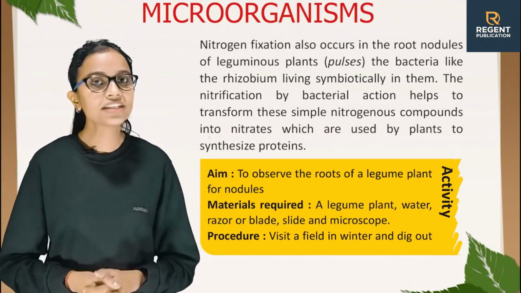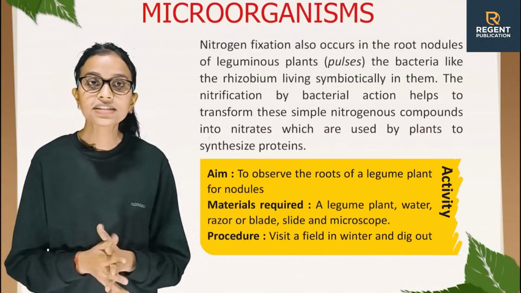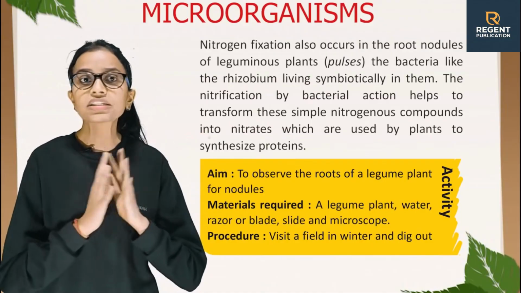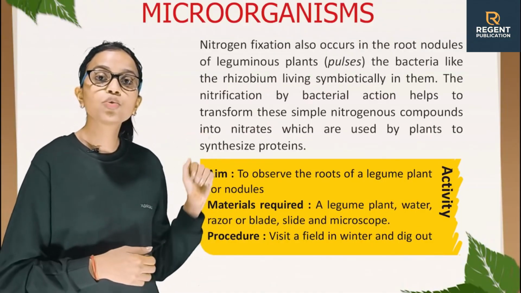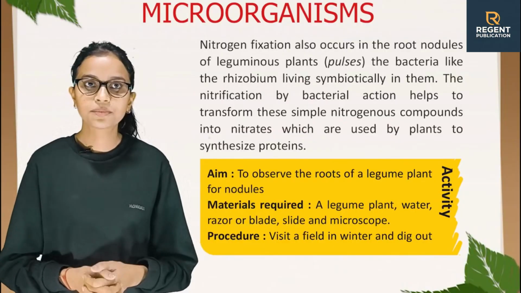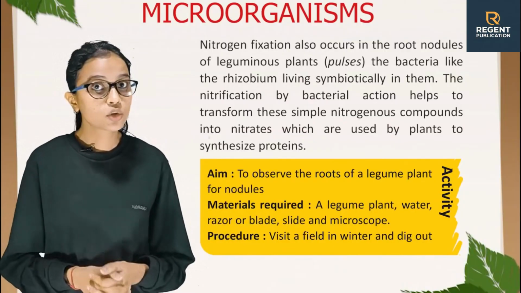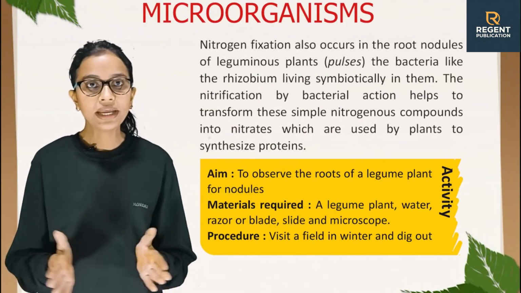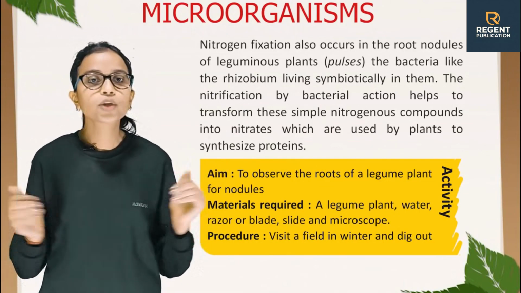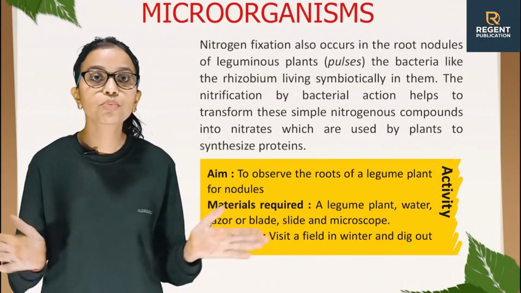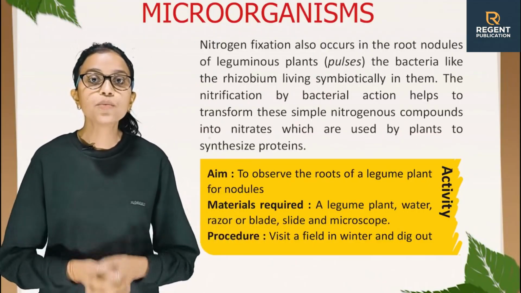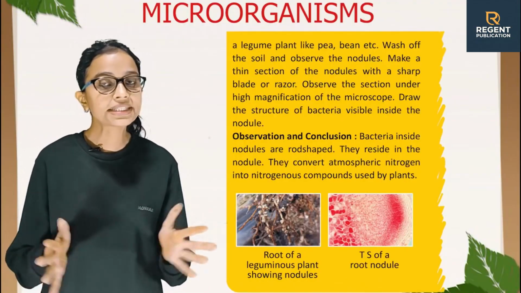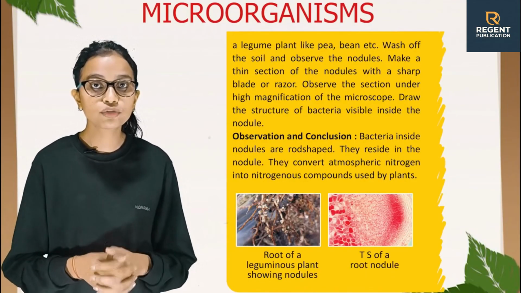So students, there is another activity for you all. The aim of this activity is to observe the roots of a legume plant for nodules. The materials required are a legume plant, water, razor or blade, slide and microscope. Procedure: visit a field in winter and dig out a legume plant like pea, bean, etc. Wash off the soil and observe the nodules.